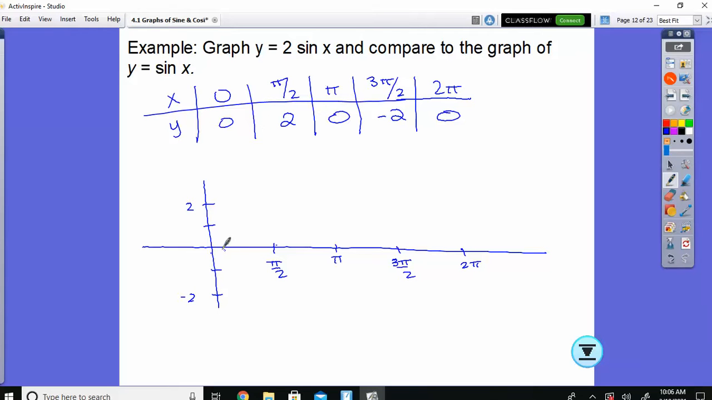Okay, so my points, I have 0, 0. Pi over 2 is 2. Pi is 0. 3 pi over 2 is negative 2. And 2 pi is 0. You know, it's a nice curve.